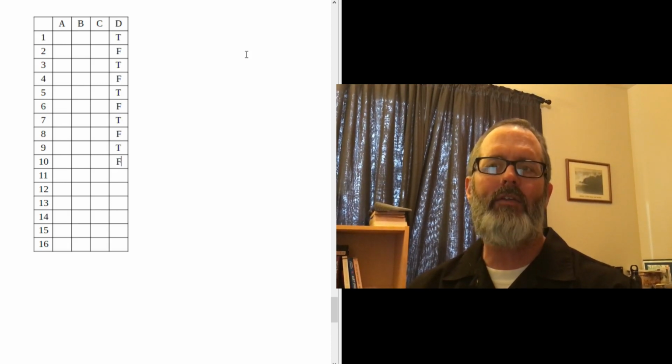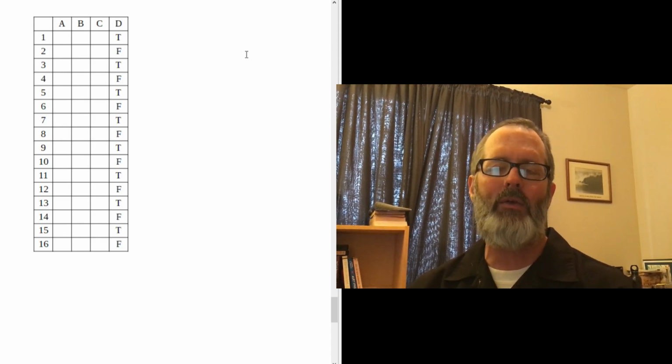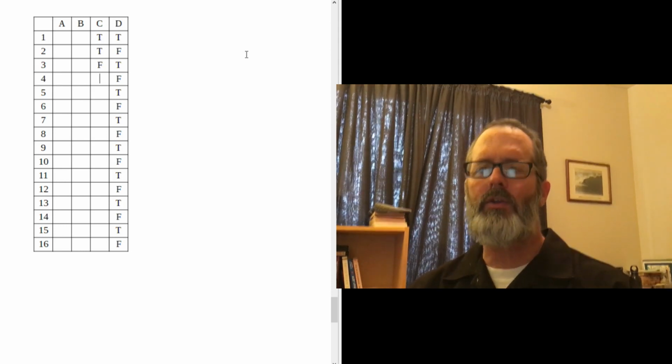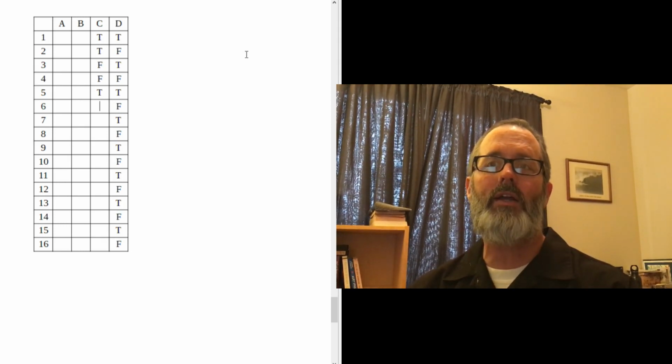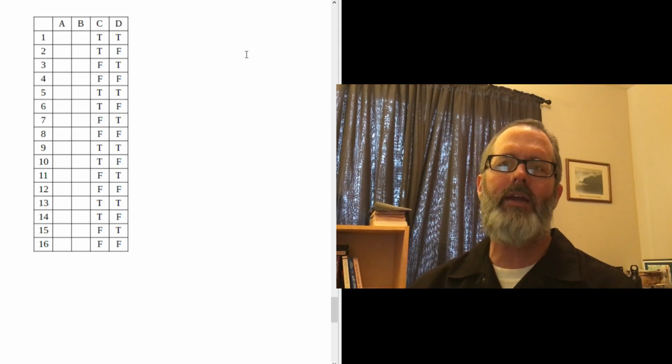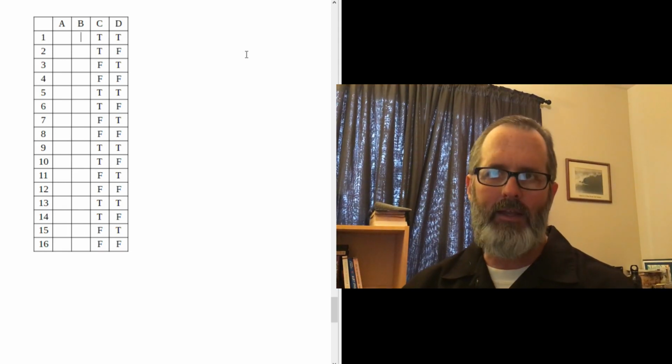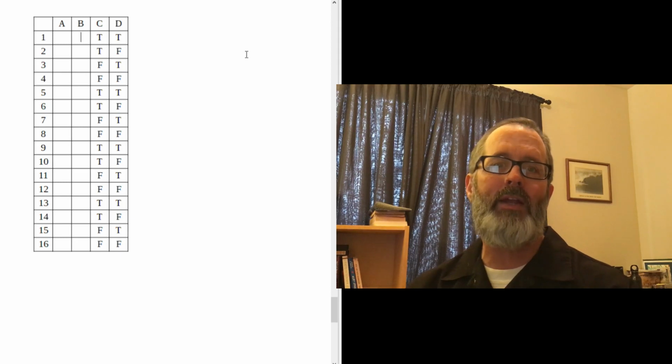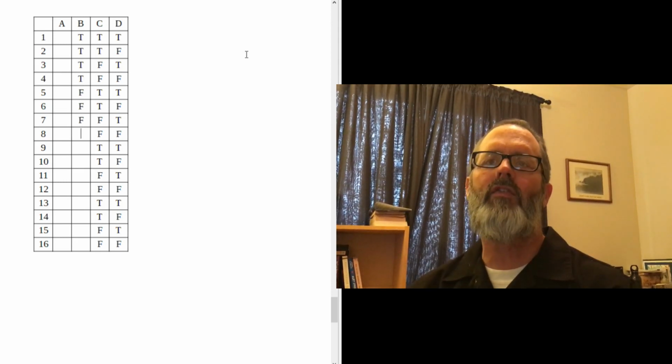The last letter of the alphabet simply alternates true, false every row as I work my way down. As I work up the alphabet, I simply alternate every 2 lines. So 2 true, 2 false, all the way down. As I continue working up the alphabet, what do I do? I simply double how I alternate. So this one is now 4 truths, 4 falses, all the way down my table.